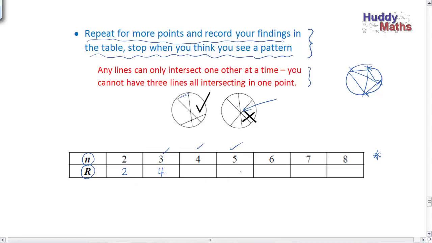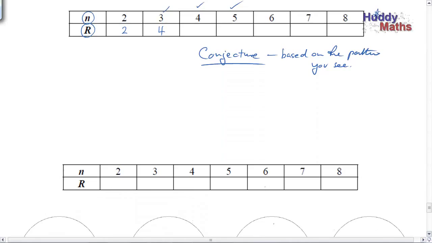Okay, so I want you then to make a conjecture as to how the rest would turn out based on your pattern. The conjecture based on the pattern that you see. Okay, and stop there. Okay, have a go. Pause the presentation and see what you think. And then let's come down now and I'll go through it with you.